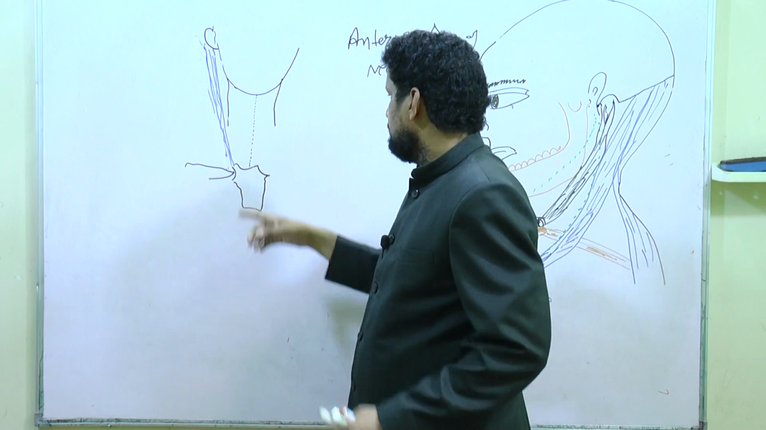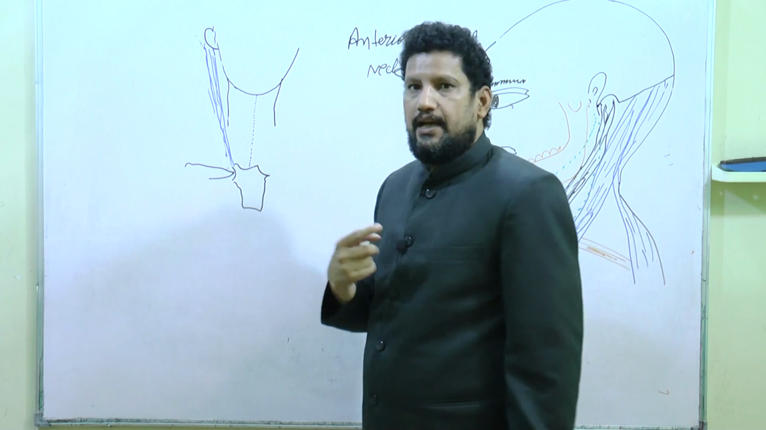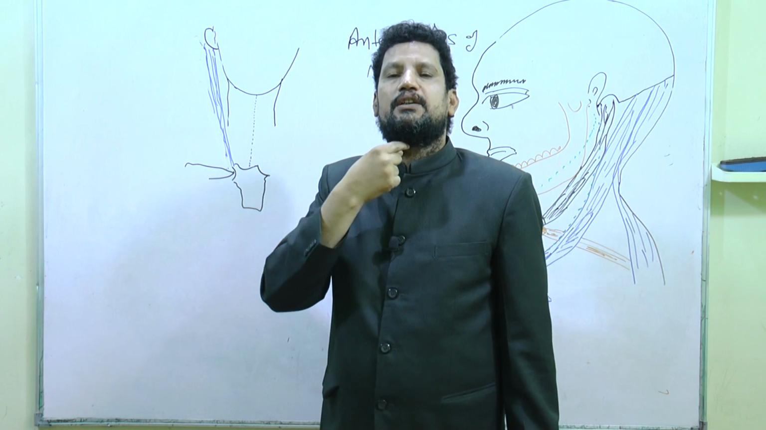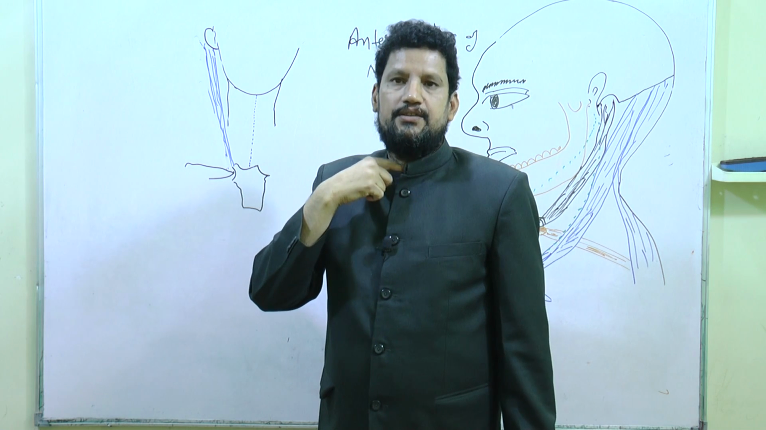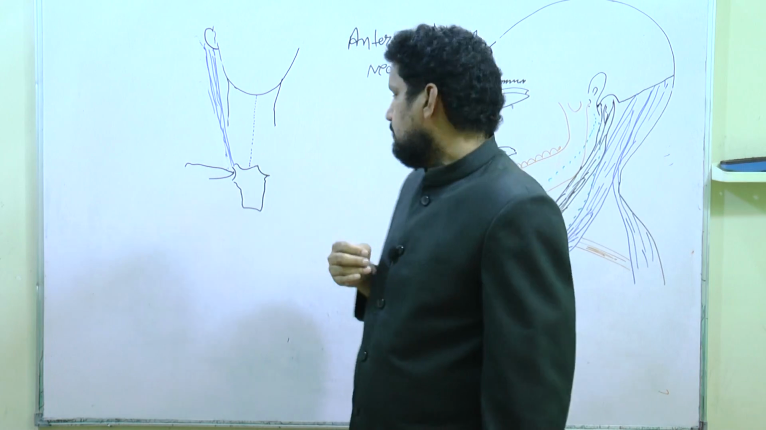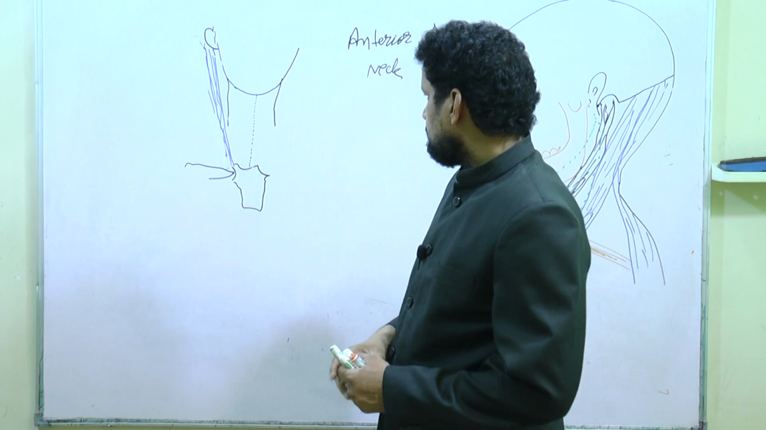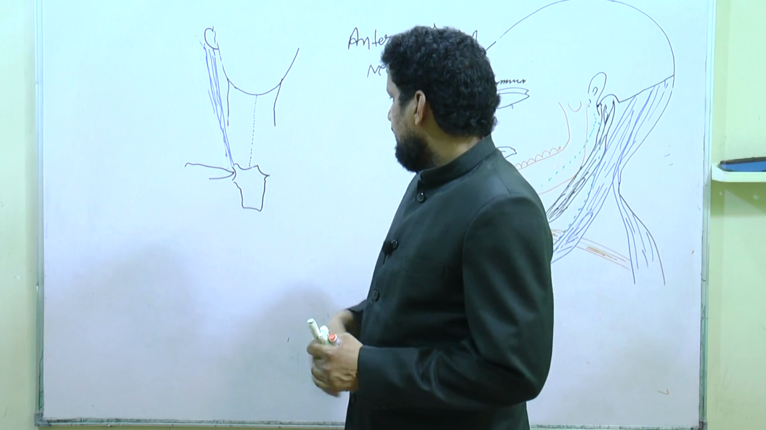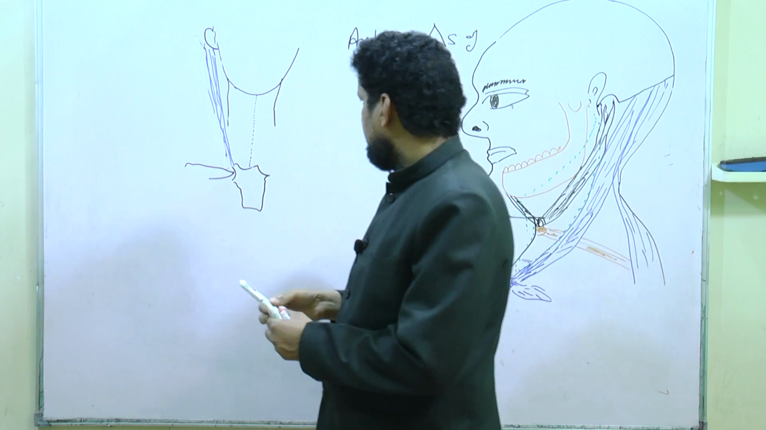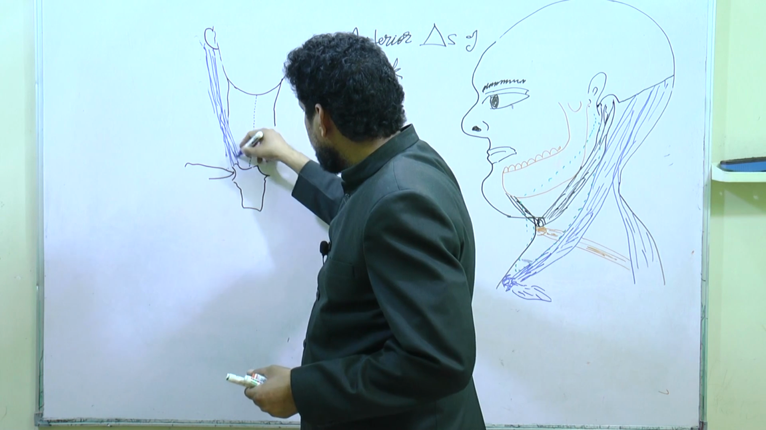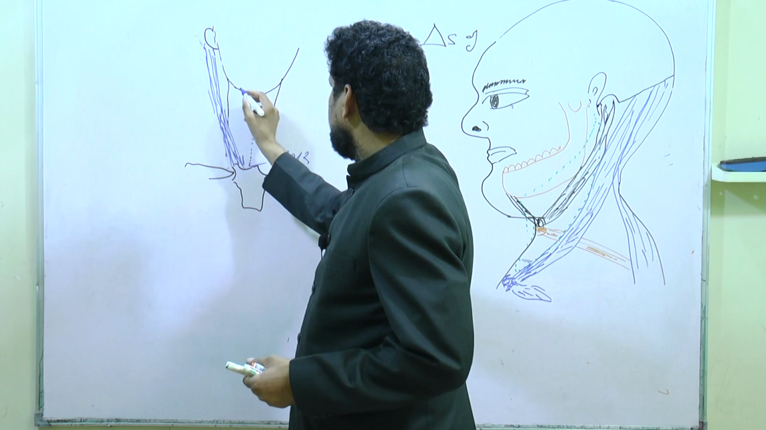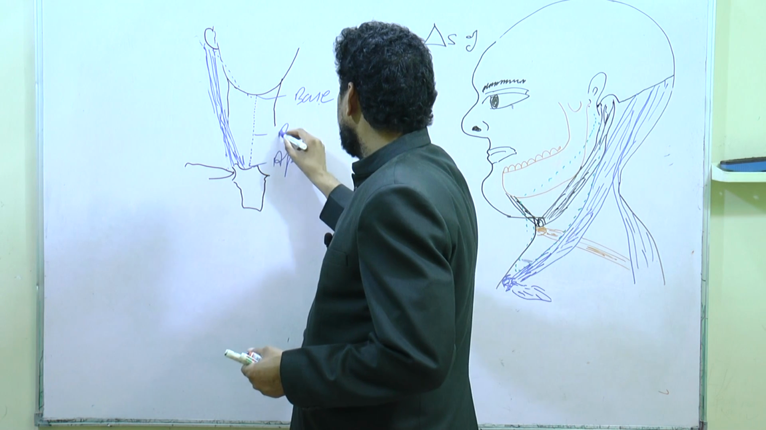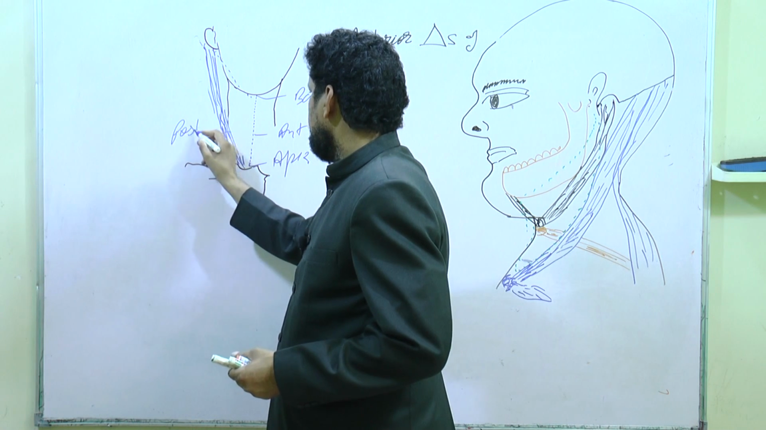The anterior border is formed by the anterior median plane of the neck, which extends from the symphysis menti up to the mid part of the hyoid bone. This is the hyoid bone, descending downwards and joining the middle part of the jugular notch or suprasternal notch of the manubrium part of the sternum. Posteriorly, it is bounded by the anterior border of the sternocleidomastoid. So the triangle has its apex, which is directed downwards. This is the apex and this is the base. This is the anterior border and this is the posterior border of the anterior triangle of the neck.